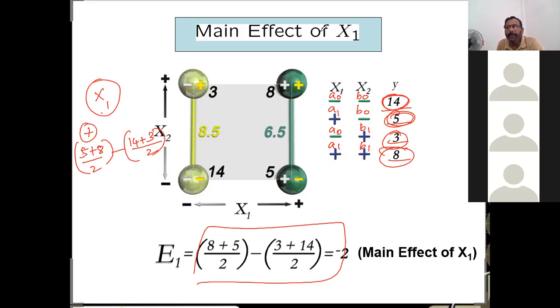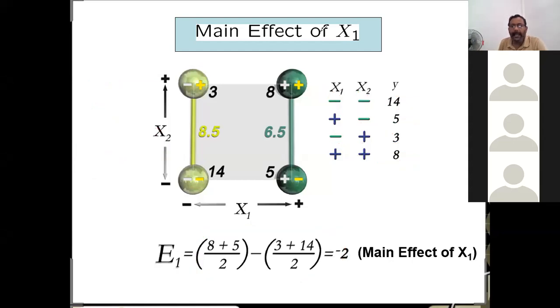Is it clear? So we consider only this. For the X1 main effect, we get the values from this. Similarly, we can calculate the main effect of the other factor.